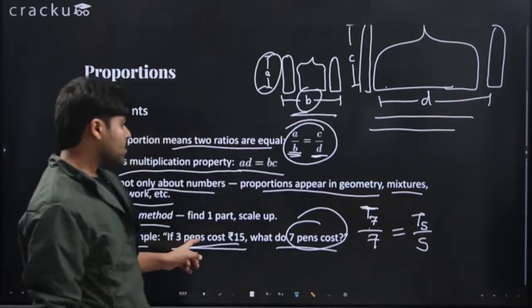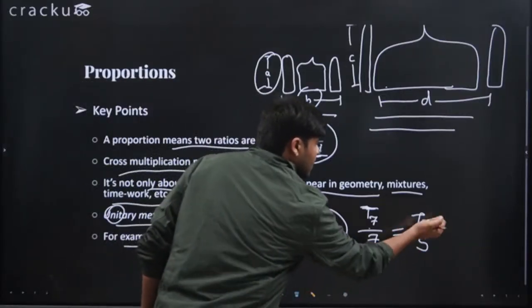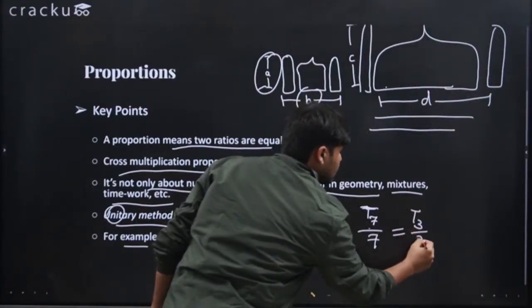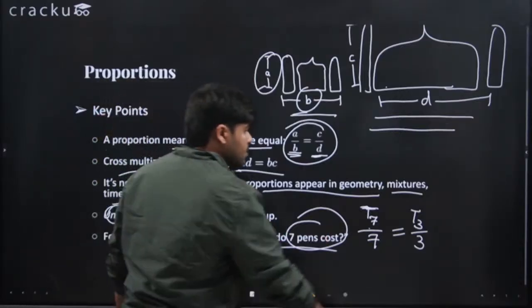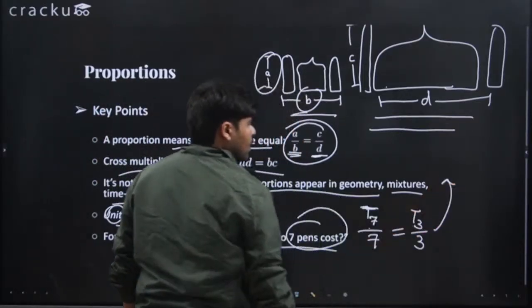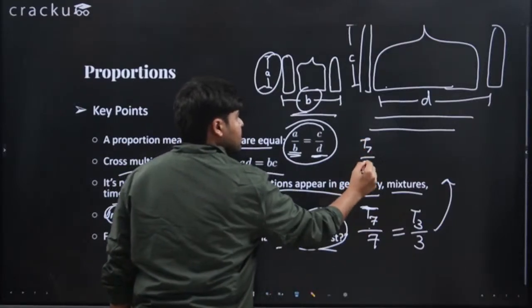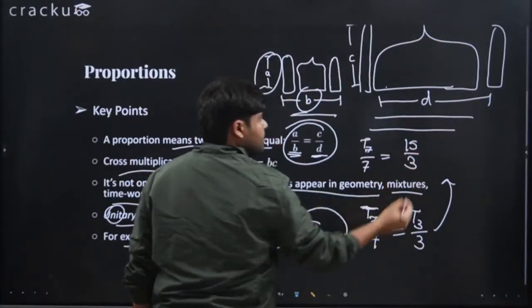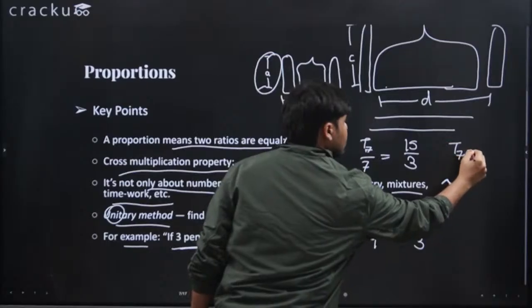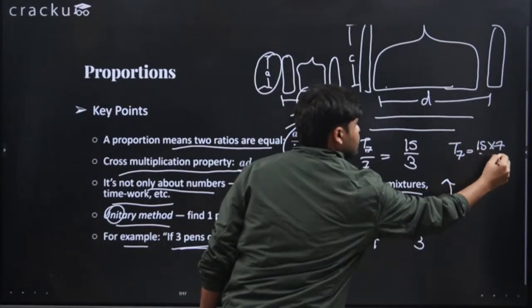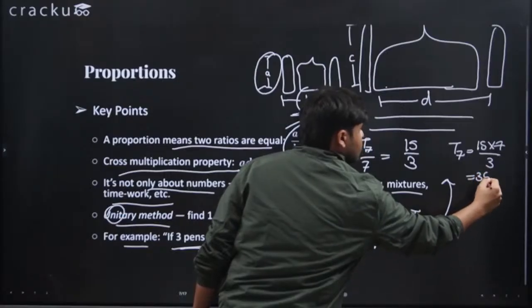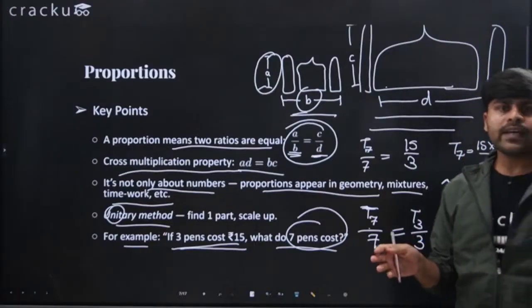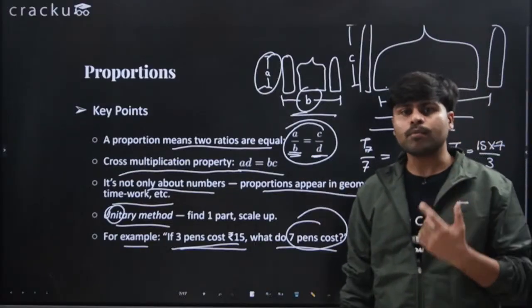We know that 3 pens cost 15 rupees. The cost of 3 pens upon 3 will also give us the same value. So let's put our values here. T of 7, which we need to calculate, over 7 is equal to T of 3, which is given as 15, over 3. This gives us T of 7 is equal to 15 times 7 divided by 3, which is equal to 35. So the unitary method is essentially a way of writing proportions. Everything can be thought of as deriving from proportions, and that's why proportions are important.